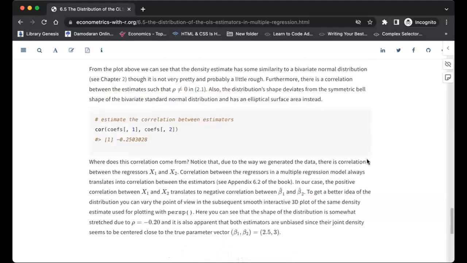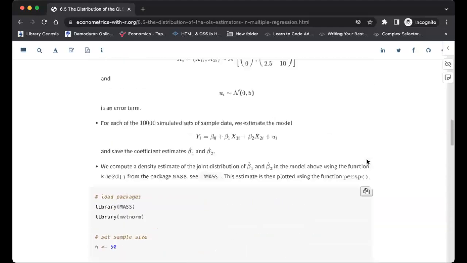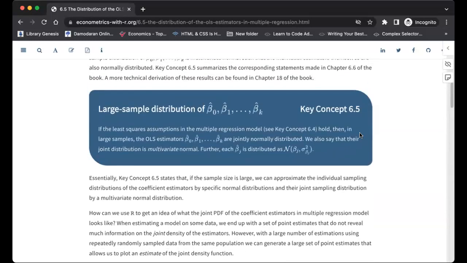That's it. I think that's it for this chapter. Okay, good. Thank you very much, it's very helpful.